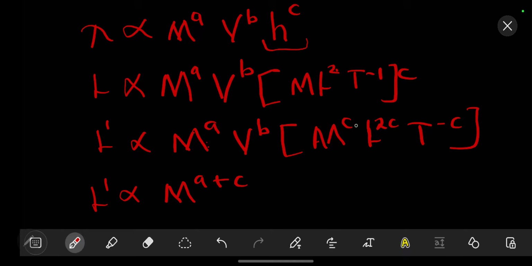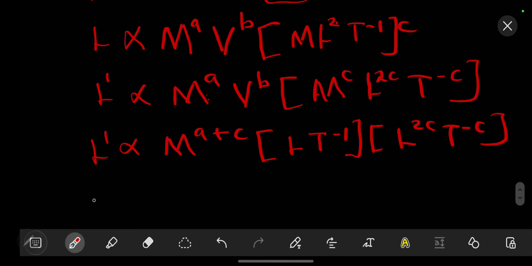so it will be m to the power a plus c. Then we have times our velocity. So our velocity will take the units of, we know that velocity is L t raised to the power -1 like that. Then we are going to have our mass to the power of c. Then we have already used the mass to add here, so we are not going to put it there. So we have our L to the power of 2c like that. Then we have our t to the power -c like that. So we are going to get our L to the power 1 should be proportional to the mass to the power of a plus c.